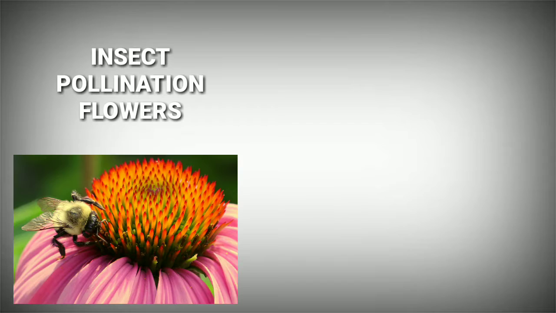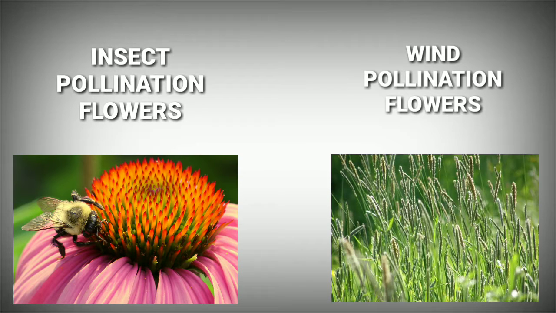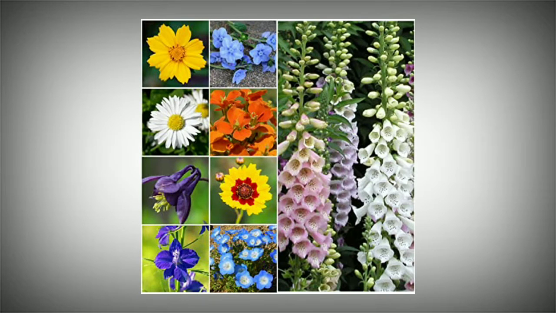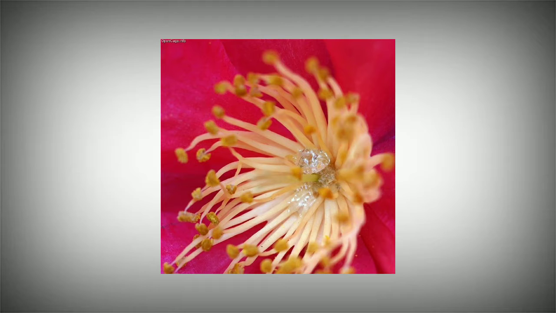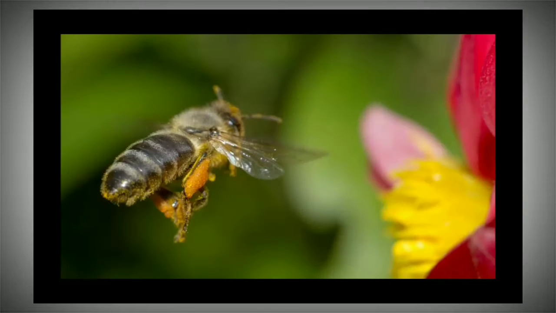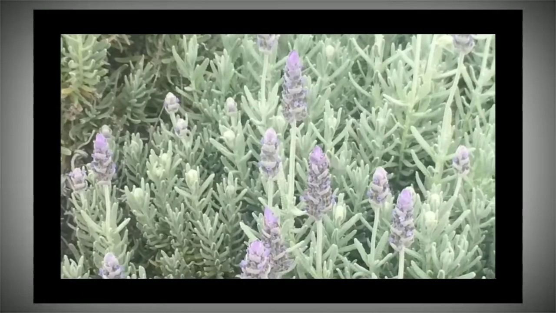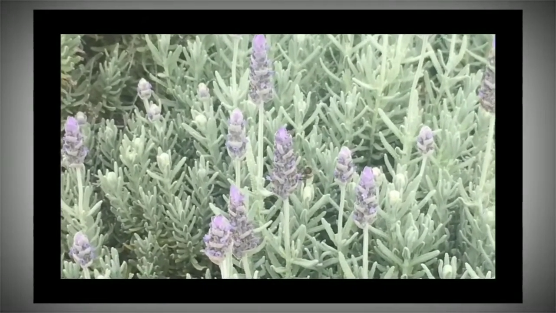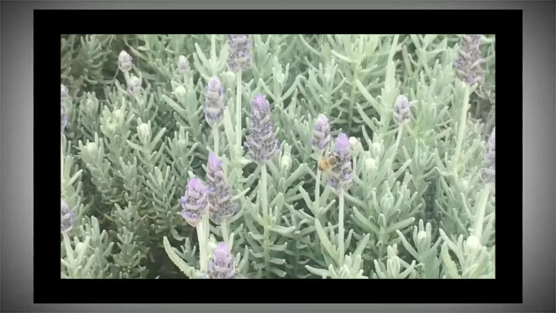There are two main types of flower: insect pollination flowers and wind pollination flowers. Plants with insect pollination flowers have brightly colored flowers, and they also have a sweet sugary liquid called nectar that attracts insects to come along to collect that nectar, and they collect the pollen from plants.